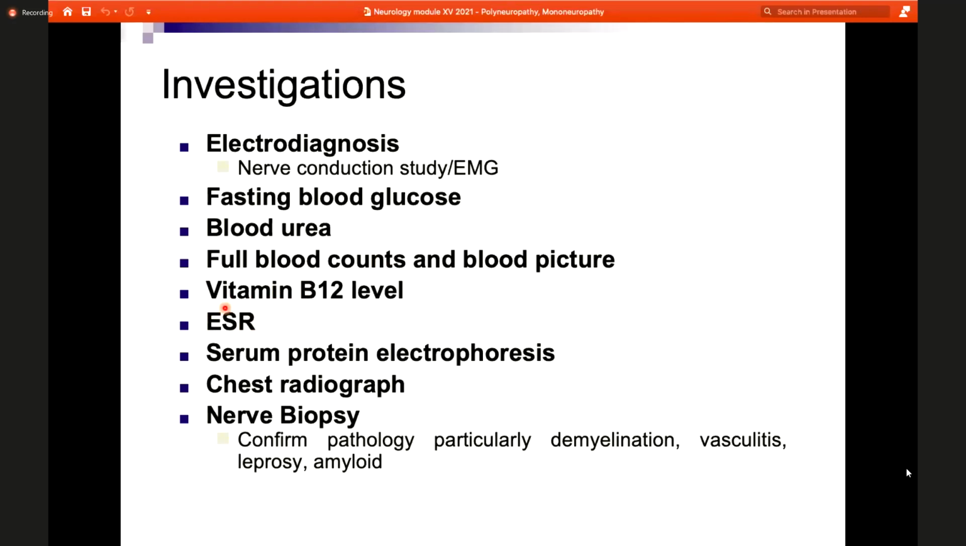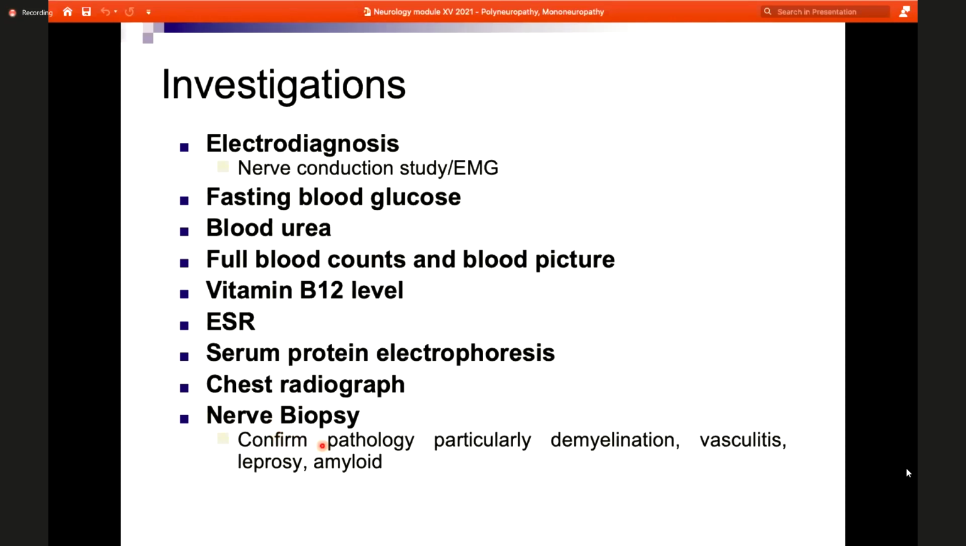ESR, of course, is non-specific. You can suspect malignancy if the ESR is high, myeloma, for example. Serum protein electrophoresis for myeloma or other paraproteinemias, monoclonal gammopathies. Chest radiography is useful for identification of lung cancer, for example, or if you want, you can do CT chest. Then nerve biopsy.